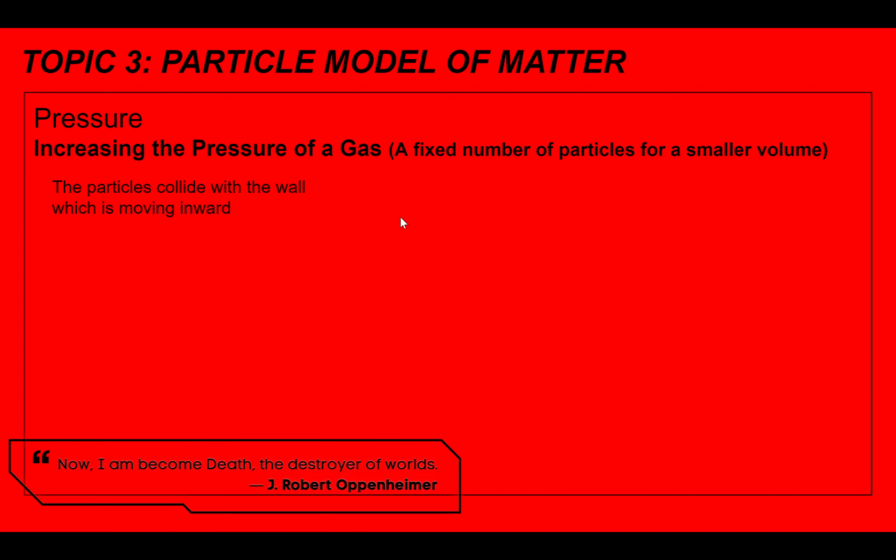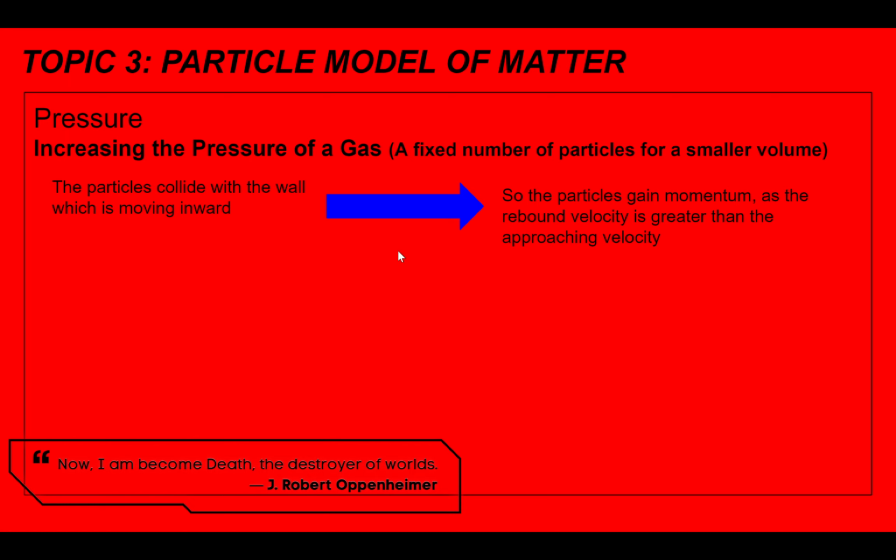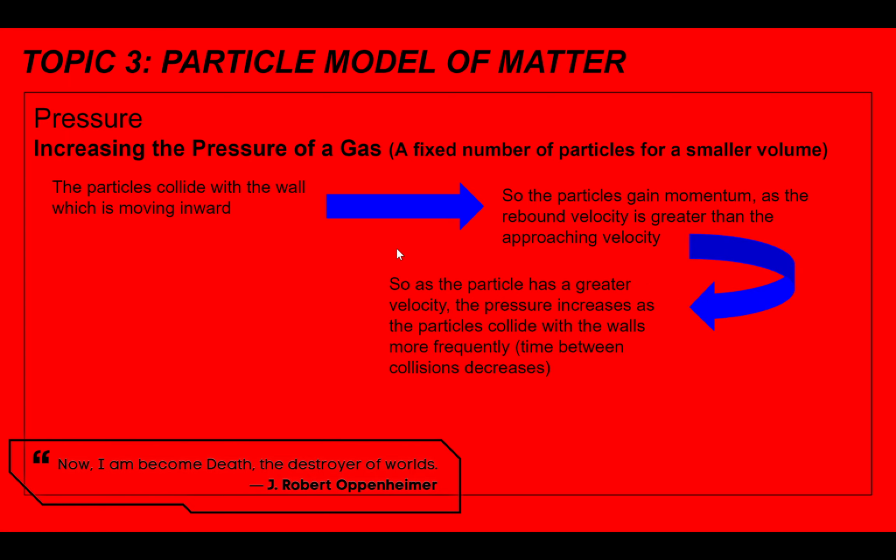The particles collide with the wall, which is moving inward. So the particles gain momentum as the rebound velocity is greater than the approaching velocity. So as the particle has a greater velocity, the pressure increases as the particles collide with the walls more frequently. Time between the collisions decreases. And the temperature also increases as the kinetic energy of each particle increases.